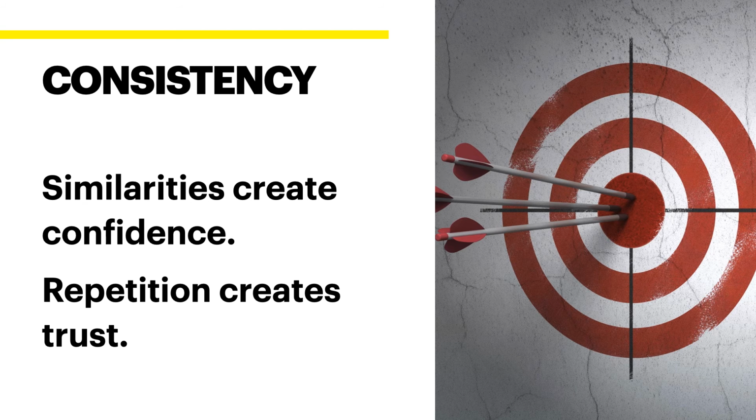The fourth rhetorical strategy that the science of persuasion discusses is consistency. So, consistency, of course, creates confidence, right? Similarities create confidence, repetition creates trust. So, when we have the same behavior and the same outcomes happen again and again, we can trust them. And that can motivate us to behave in certain ways. When we find inconsistencies, then we have a lack of confidence and a lack of trust, and then we won't do whatever it is the person is asking us to do.